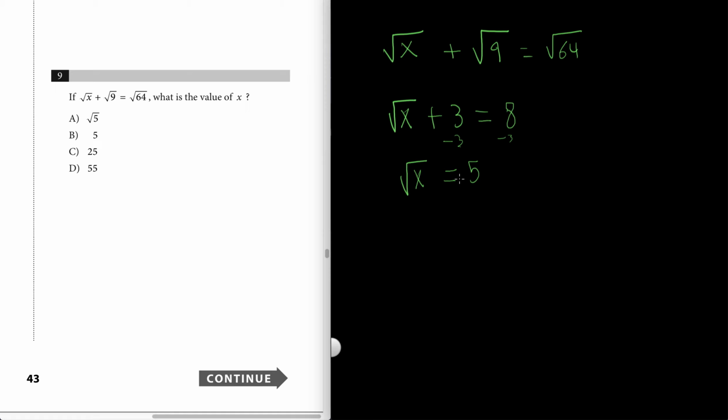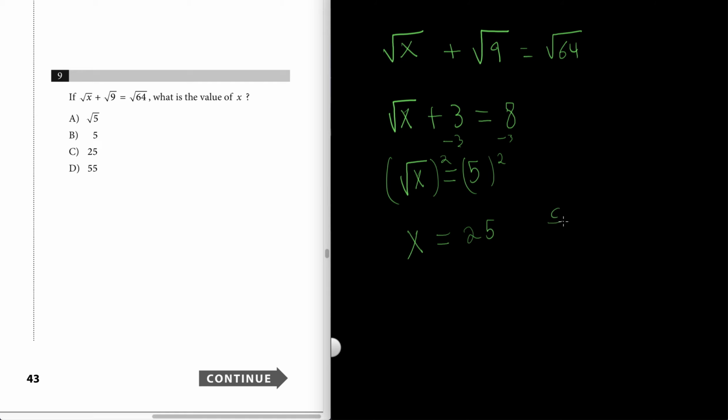Now here, what we have to do is square both sides, right? Because we don't want the square root of x. We want x. So if I square both sides, I get rid of the square root. And remember, the key thing here is both sides, and that's the only reason that we're allowed to do that. x is equal to 25.